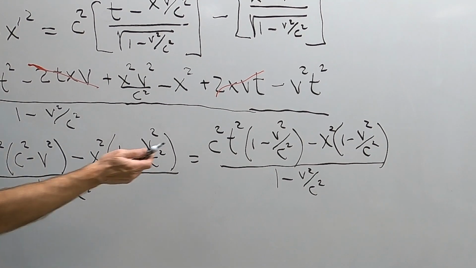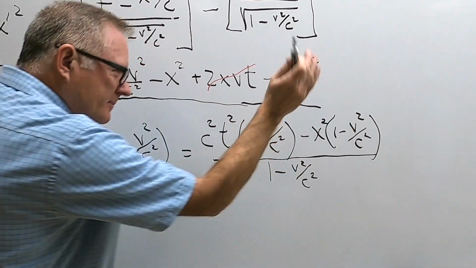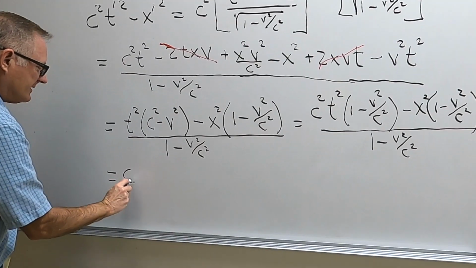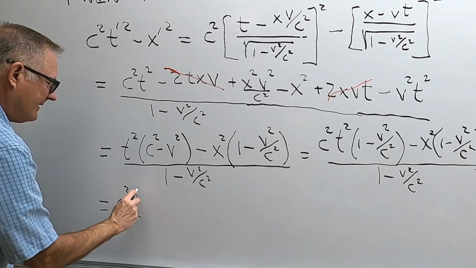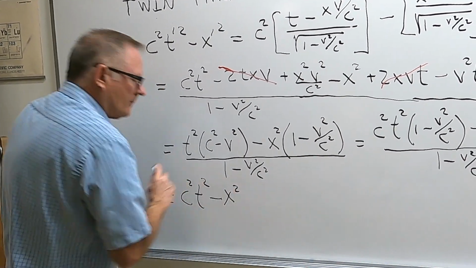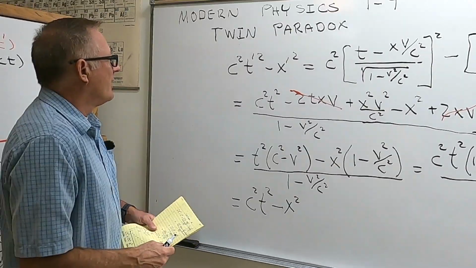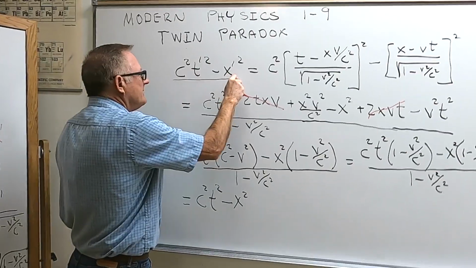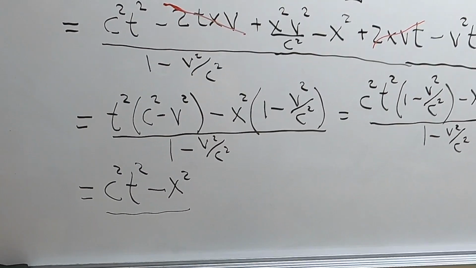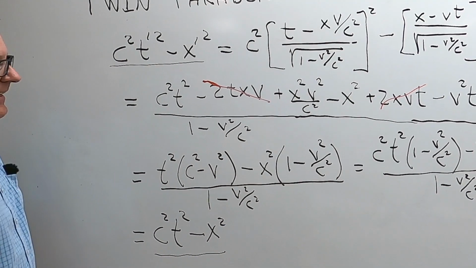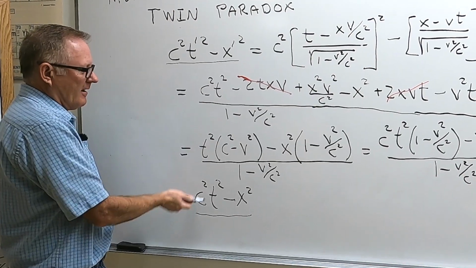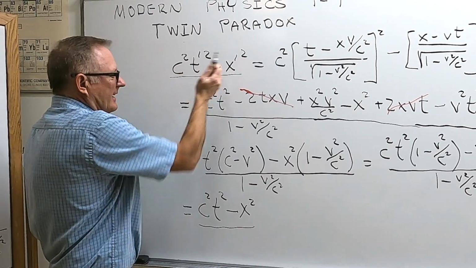Okay, well, there's a 1 minus v squared over c squared in all three of these terms. I can cancel them all out. And so this becomes just c squared t squared minus x squared. Oh, that's kind of strange. We started with this, we ended with this, which is the exact same equation. We finally found something that is invariant to both Frank and Mary. They both agree on their c squared t squared minus x squared.